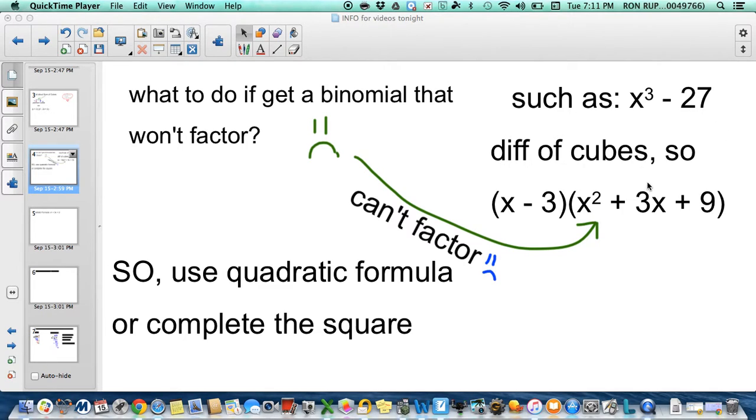Oh, that's a difference of cubes. So we remember that a would be x and b would be 3, and so we have x minus 3 times x squared plus 3x plus 9. If you don't remember that, go to the difference of cubes video and re-watch.